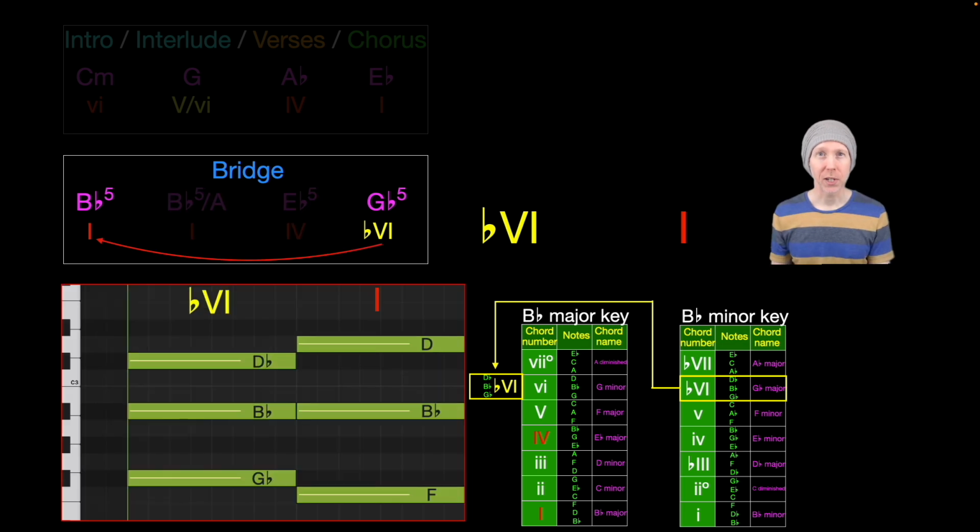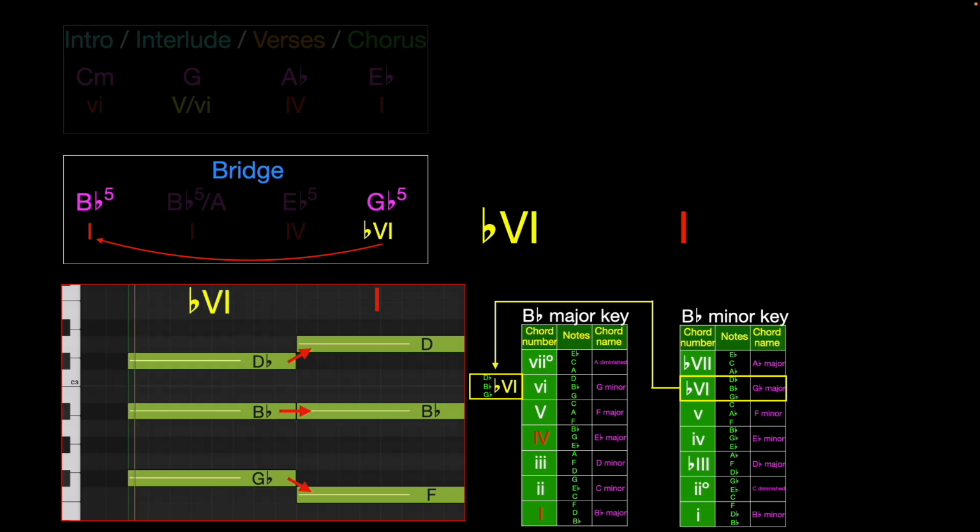But here, we simply move from the flat 6 chord to chord 1. And the reason this works is once again due to smooth voice leading. The B flat remains the same between the two chords, while the other two notes move one semitone in contrary motion.